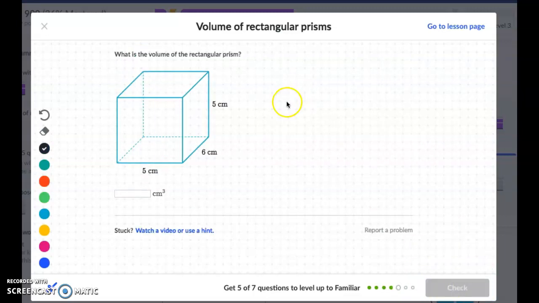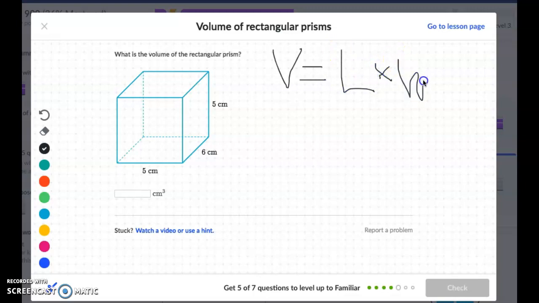Volume of the rectangular prism again. So volume, every time I see that volume word, I'm going to go right back to my full equation. Now, some people say, why do I have to write this all out? Can't I just multiply the 3 numbers? It's good to get it in your head, because sometimes they're going to give you more than 3 numbers.